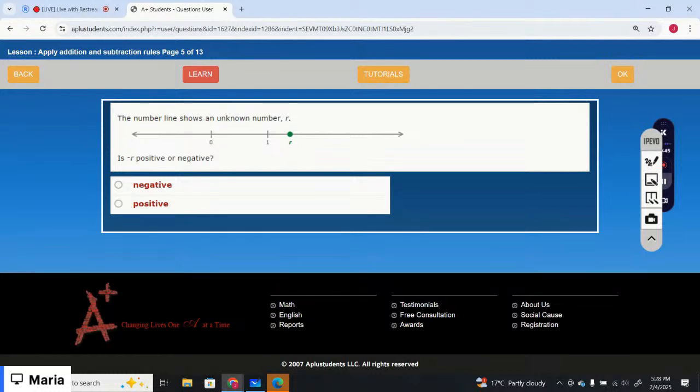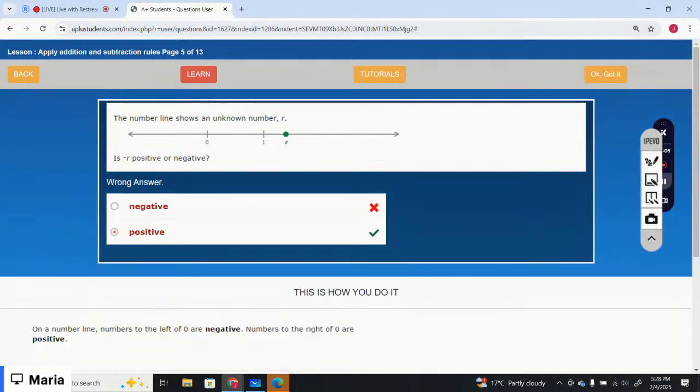The number line shows an unknown number R. Is negative R positive or negative? Negative R is negative. Option number one is the correct option.